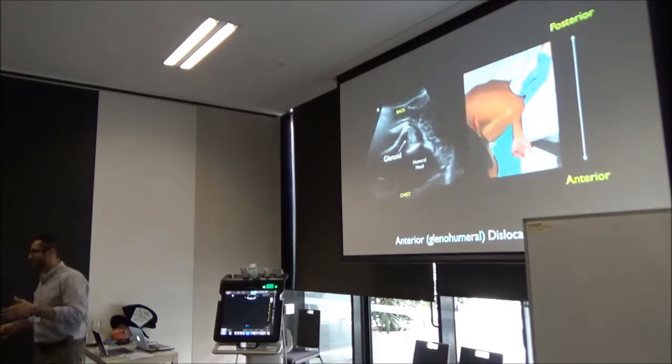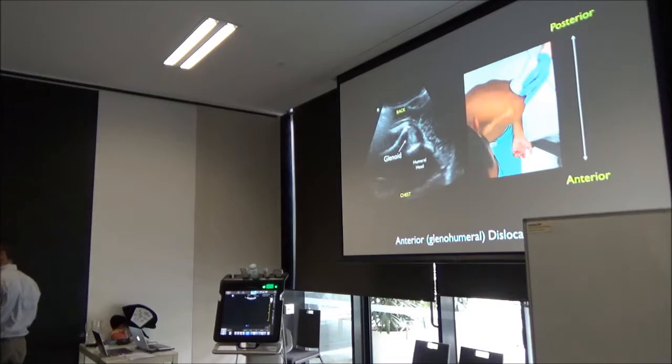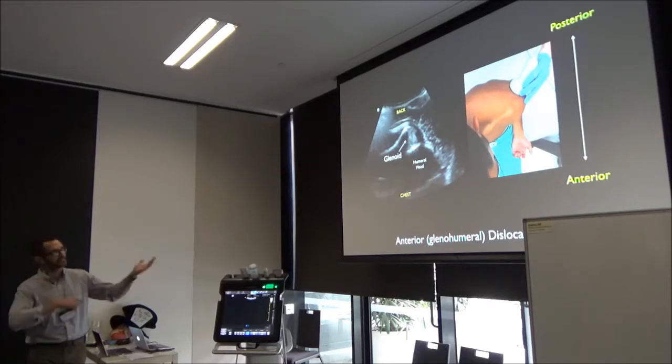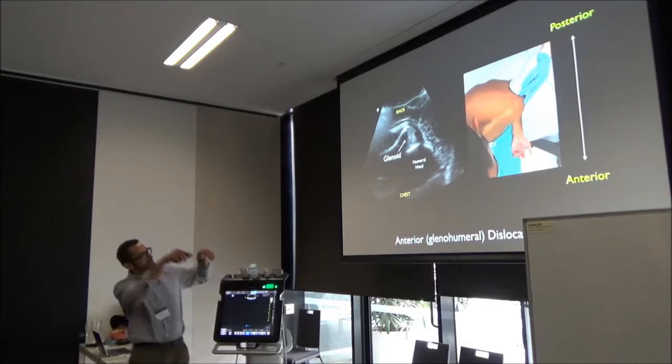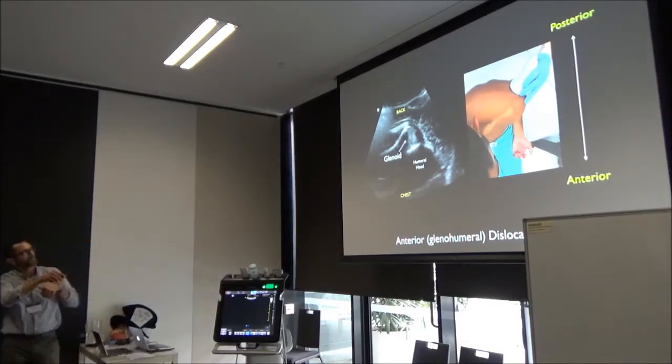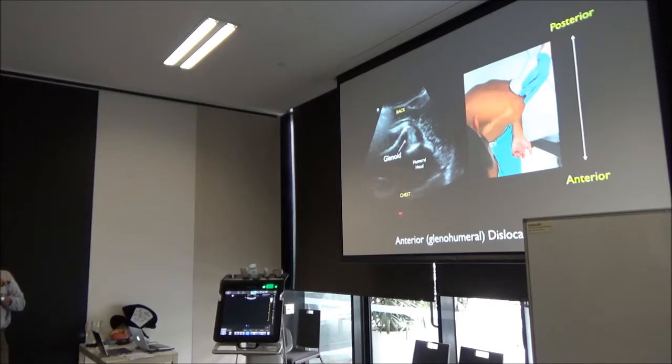So remember, the ultrasound machine wants to hurt you. It wants to confuse you. That's the goal of the ultrasound machine, right? Everything's upside down and backwards, right side, left side. This is the direction. This is my resident's head. This is his trapezius, right? You're shooting in that direction. See the back? See the chest? This is the glenoid. This is the humeral head. So that's an anterior dislocation.